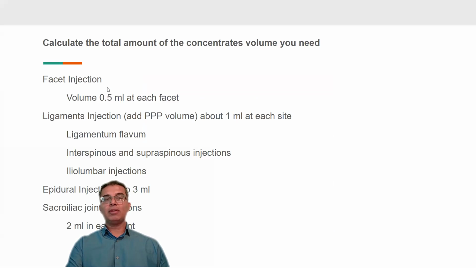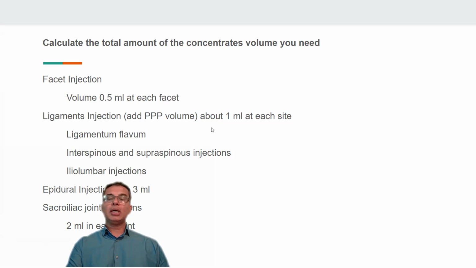Facets take very small volume. It's very important to plan how much you are injecting, how many levels and how many sites. Facets traditionally take low volume, which is again half an ml per site. Interlaminar epidural takes about two to three ml. Sacroiliac joints about 2 mLs. Transforaminals, we give about 1 ml of bone marrow concentrate.